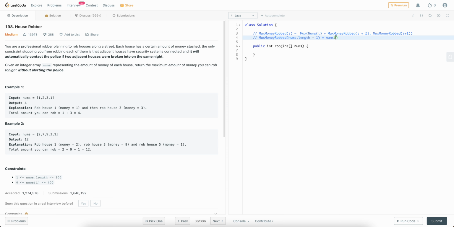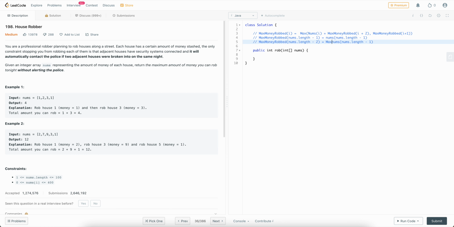And then the max money robbed if you start at 1 before the last position, we need at least 2, because this one says I plus 2, right? So we need at least the last 2 pre-calculated, right? So the second last position is just going to be nums.length minus 1 minus another 1, which is going to be minus 2. And this time, if I start at the second last position, I basically have two choices. Either I rob this house or I rob the next one. So whichever is higher, right?